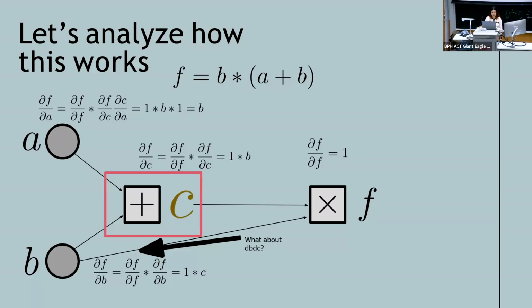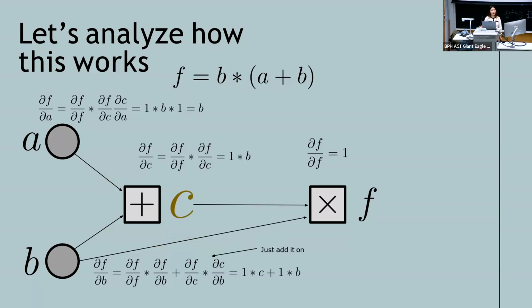So for example, for the gradient of f with regards to a, we can do this. Firstly, we calculate f's gradient with regards to c, and then we multiply by c's gradient with regards to a, and it will be 1 multiplied by b multiplied by 1. So it will be b here.